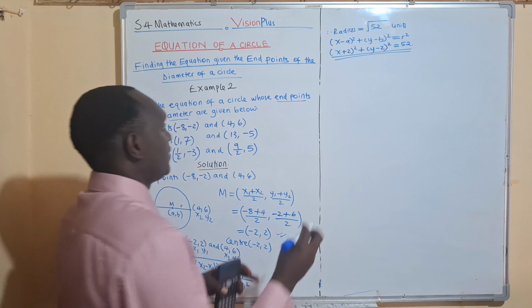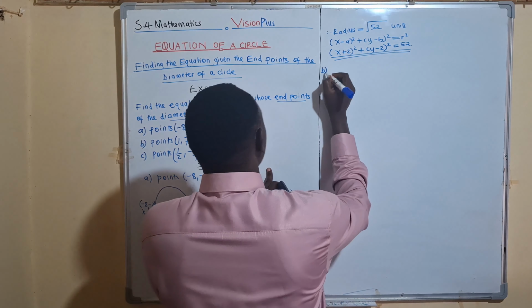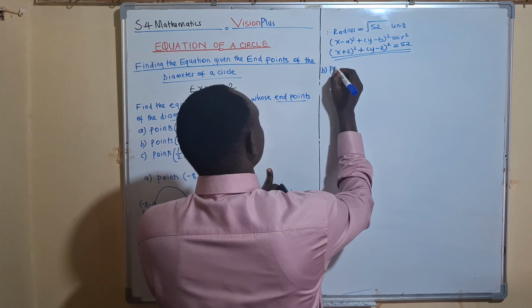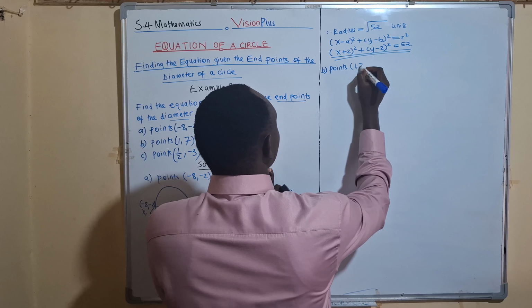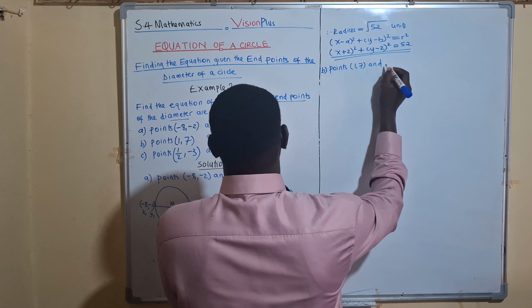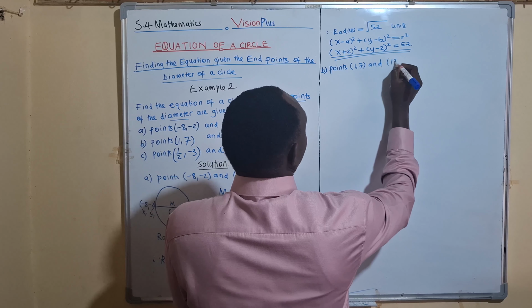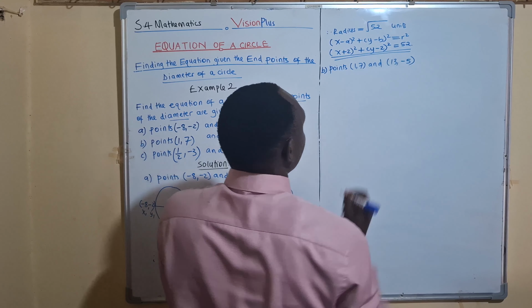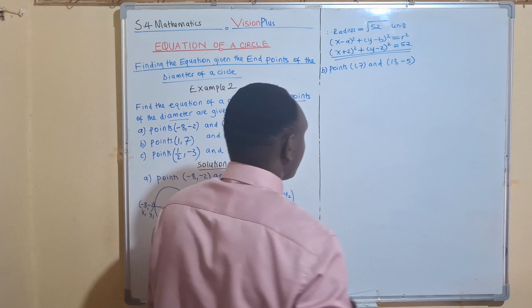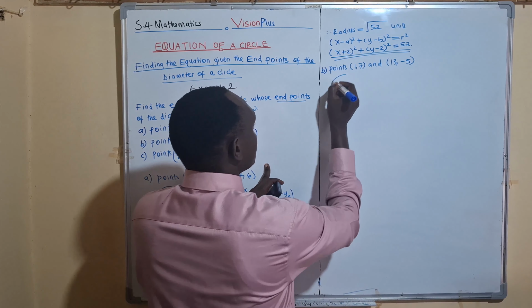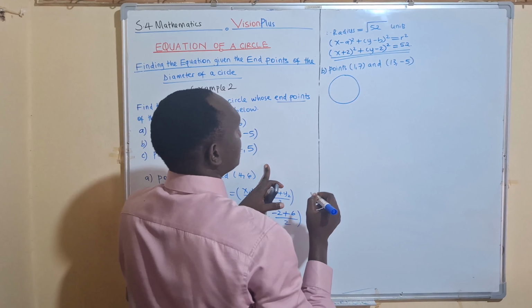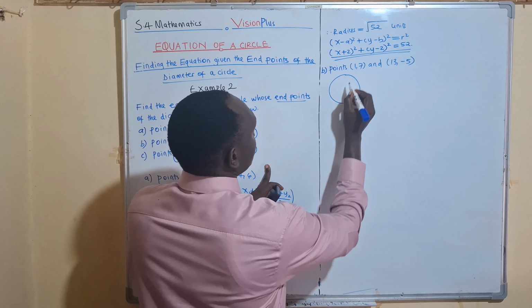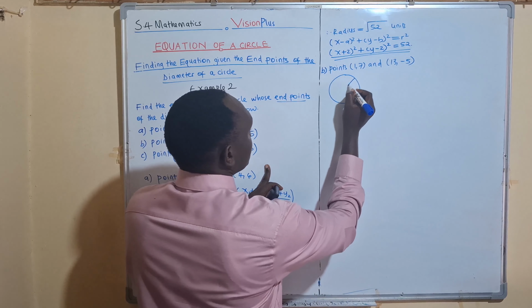Part B, we shall use the same approach. We have the points. Which are the endpoints? We must keep that in mind. 1, 7 and 13, negative 5. What do you do here? You sketch the circle. So assuming this is your circle, and then you draw the diameter of the circle in any way you want. In this case, I draw my diameter in this manner.